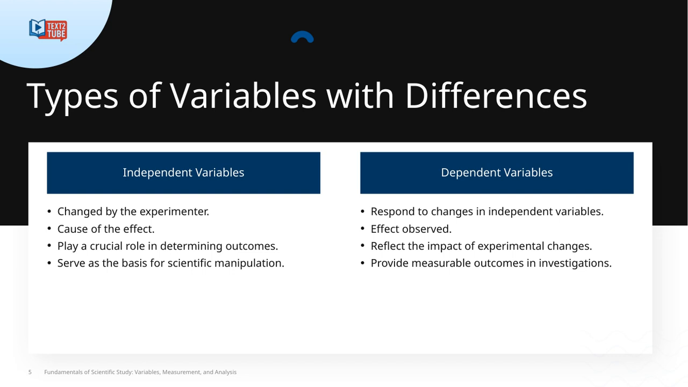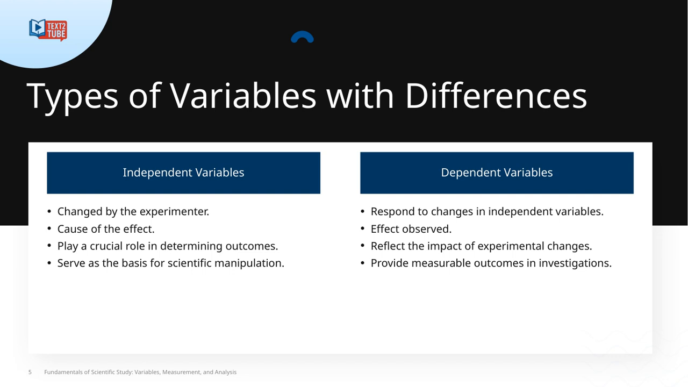Moving on, we have different types of variables, each with its own role. Independent variables are those that respond to changes we make. They are the ones we manipulate or vary intentionally, and the effects we observe are called the dependent variables. Essentially, the dependent variables reflect the impact of the changes we introduce through the independent variables. It's important to remember that the independent variable is what we control to see how it affects the dependent variable, which measures the outcome.